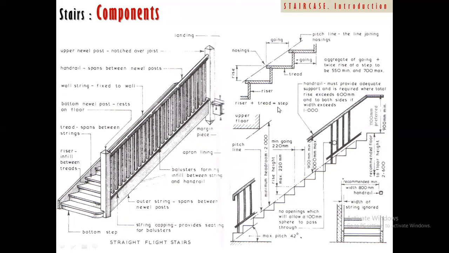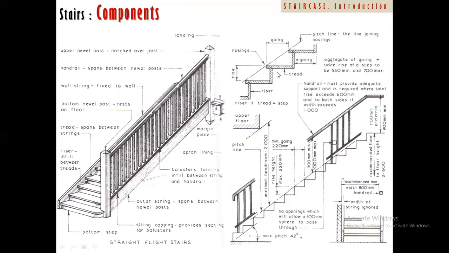Now let's come to the basic definition. We already said a step. Now step is the combination of riser and tread. Riser and then the tread. So this particular portion we call the step, whereas the horizontal portion is the tread and the vertical portion is the riser.